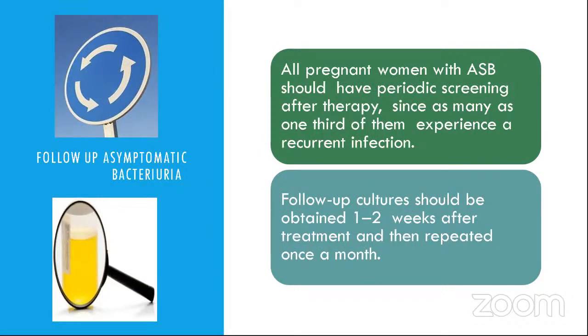Now, how do you follow up asymptomatic bacteriuria? All pregnant women with asymptomatic bacteriuria should have periodic screening after therapy, since as many as one-third of them experience recurrent infections. We should follow up by culture. That culture should be taken about 2 weeks after treatment and then repeated once a month.